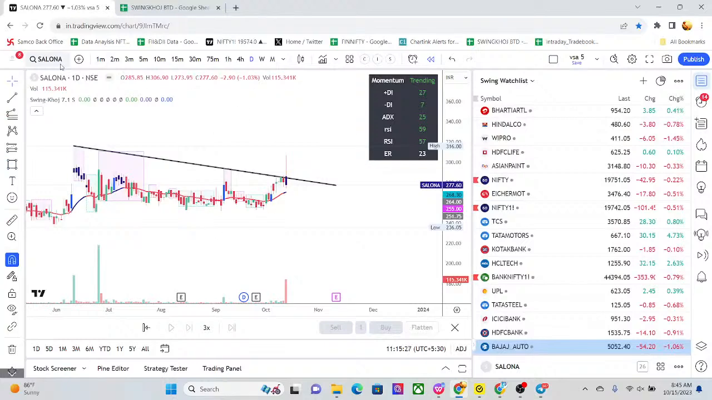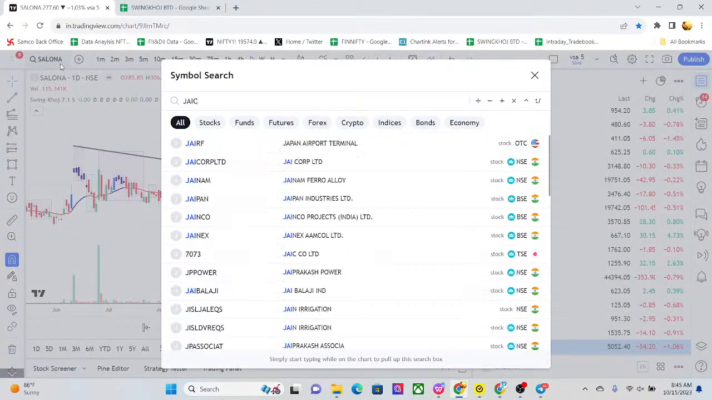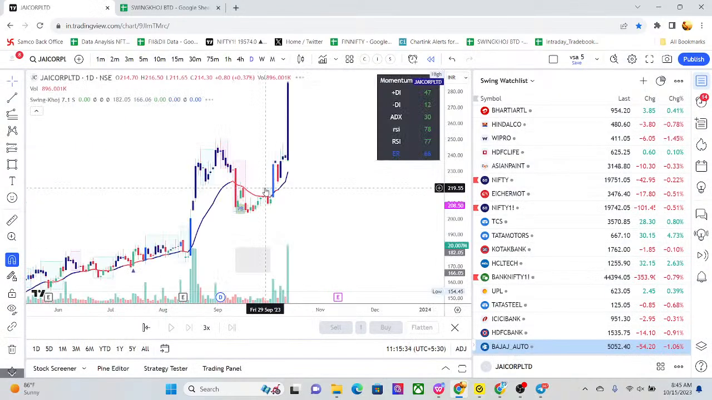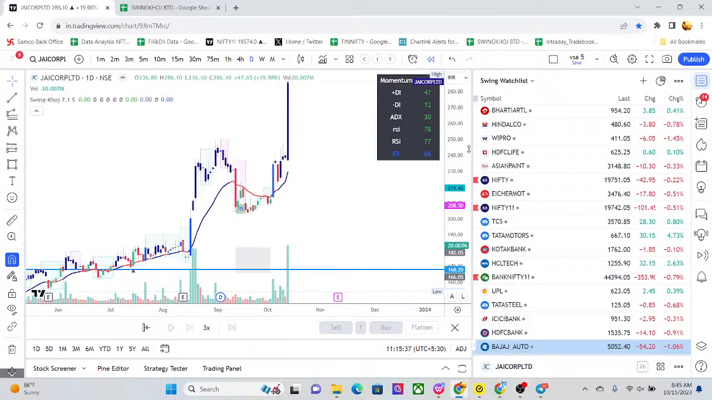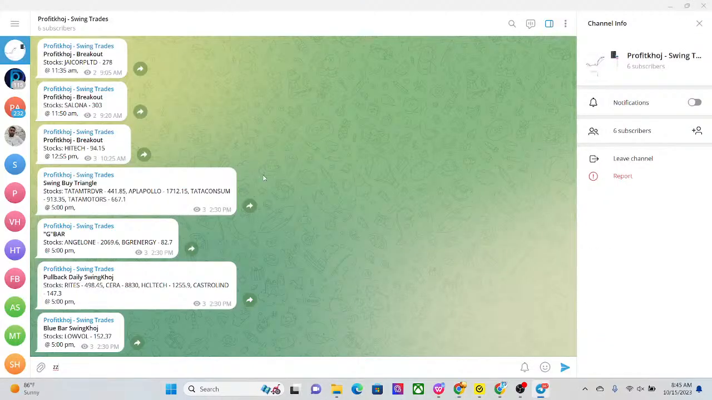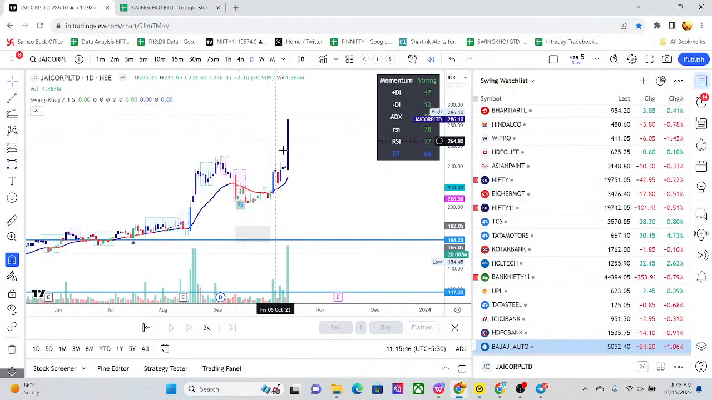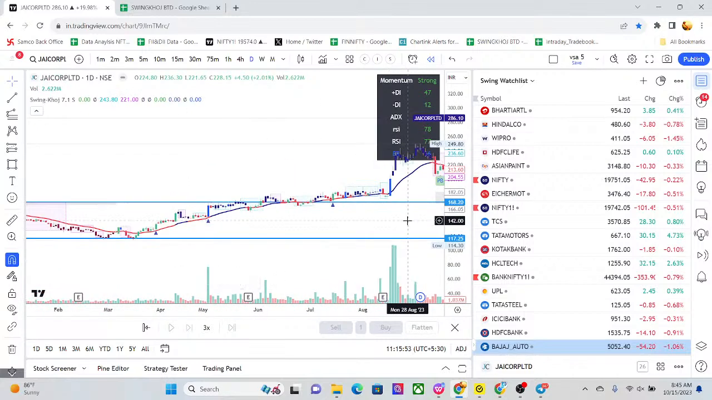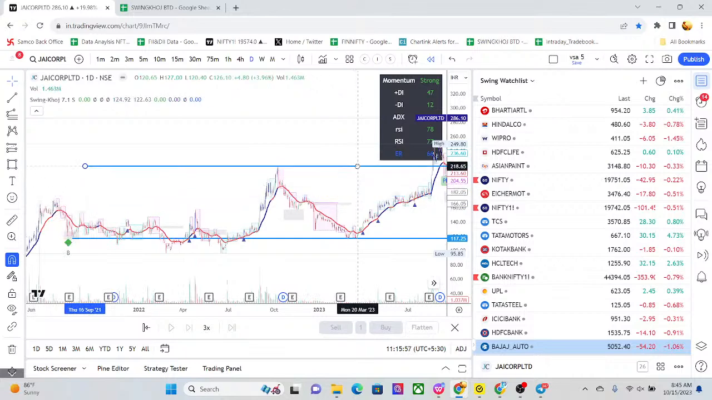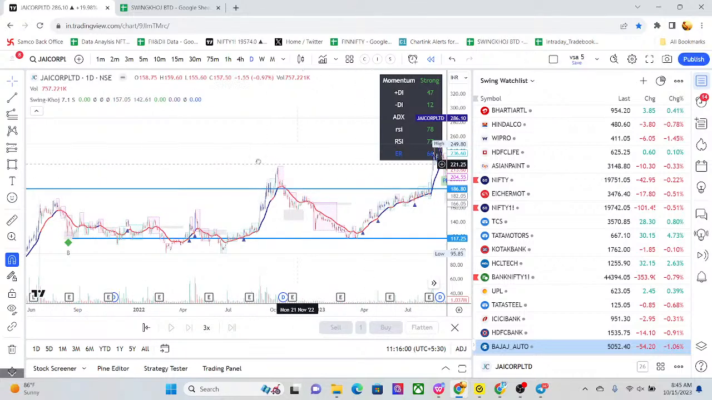Look at this. 278 was the entry. 286 we got, right? And it has hit the upper circuit, I think.